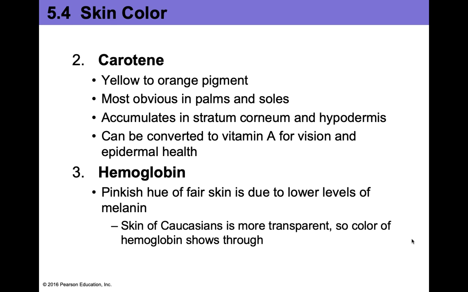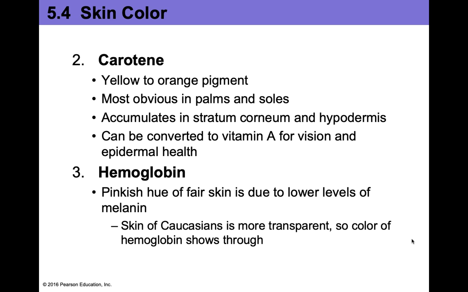It accumulates in the stratum corneum and the hypodermis, and it can be converted to vitamin A for vision and epidermal health, which is why people tell you to eat carrots for good eyesight and good eye health in general. Lastly, we're going to talk about hemoglobin.